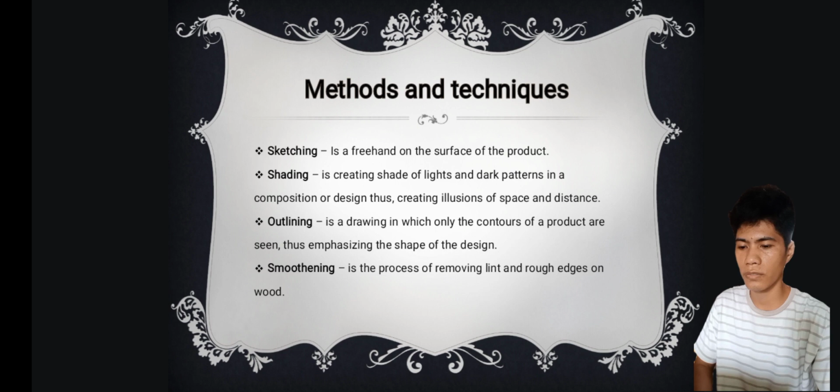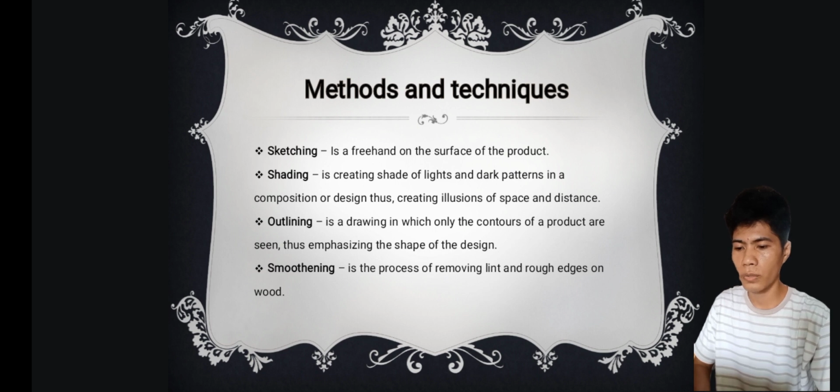Then the second one is shading. Shading is creating shade of lights and dark patterns in a composition or design, thus creating illusions of space and distance. So through shading, para mas realistic siya tanawon ng shading.